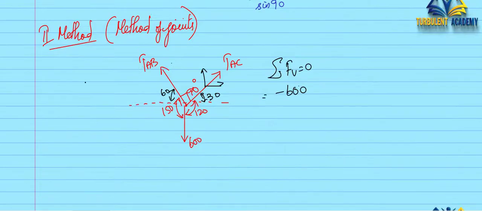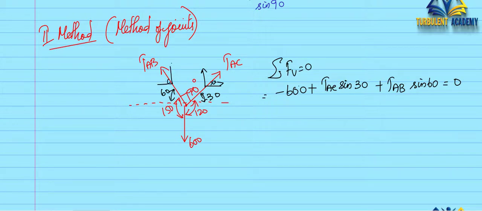So minus 600 plus TAC sin 30 plus TAB sin 60 is equal to 0. So this will be 30 degrees, and if you resolve this, this would be 60 degrees. So we have solved it, and again we'll use summation of horizontal forces is equal to 0.